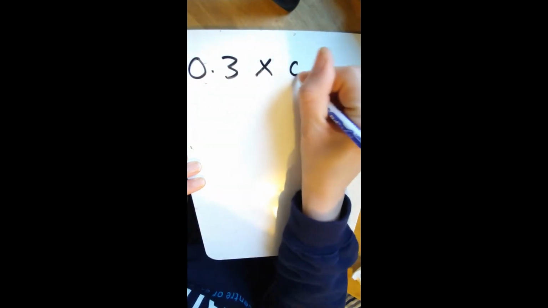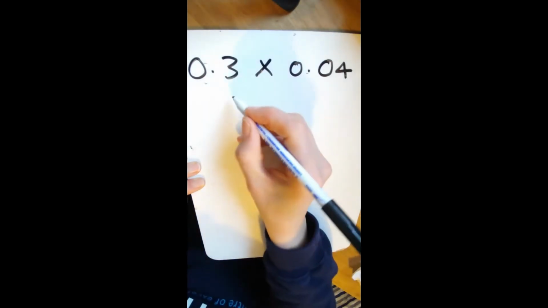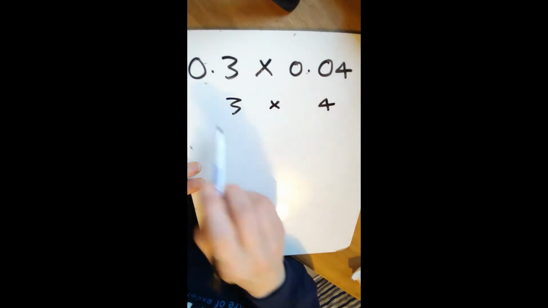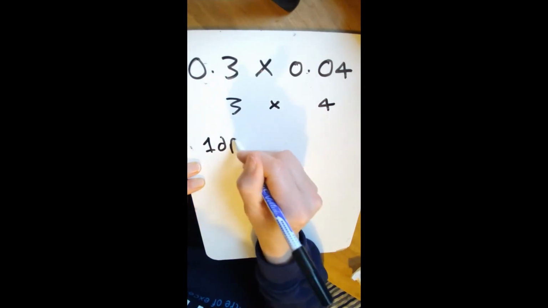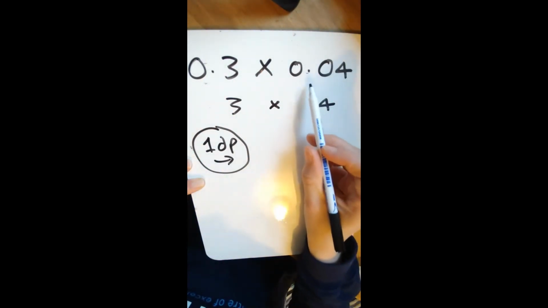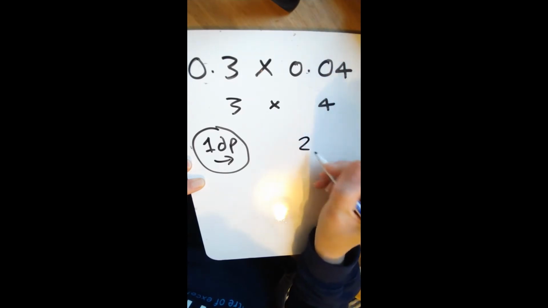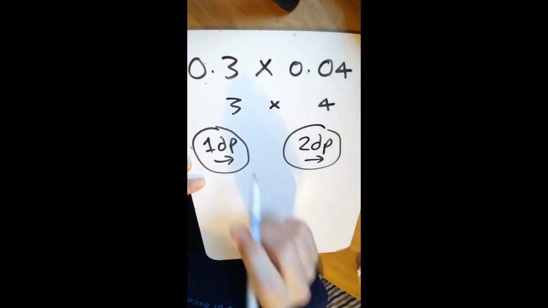Okay, so for a slightly more difficult question, 0.3 times 0.04. Okay, so our easy numbers here are 3 and 4. So to go from here to here, I've moved 1 decimal place to the right, and I'll write myself a little note. From here to here, I've moved 1, 2 to the right.